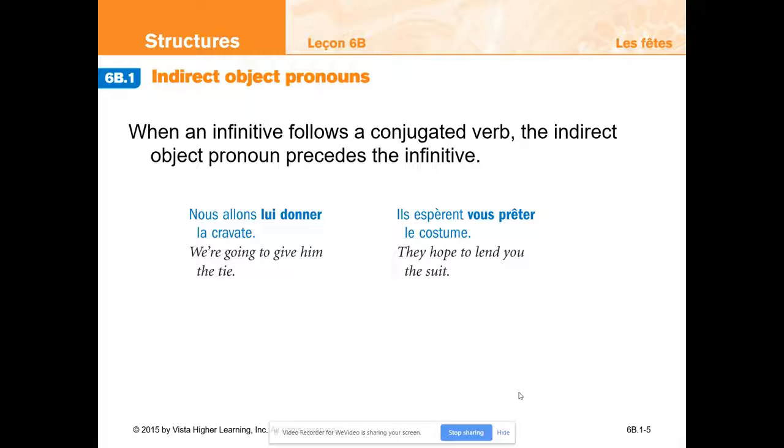When an infinitive follows a conjugated verb, the indirect object pronoun precedes the infinitive. So we're talking about this construction of the futur immédiat. In this case, nous allons lui donner la cravate means that the indirect object pronoun will go before the infinitive. Ils espèrent vous prêter le costume.